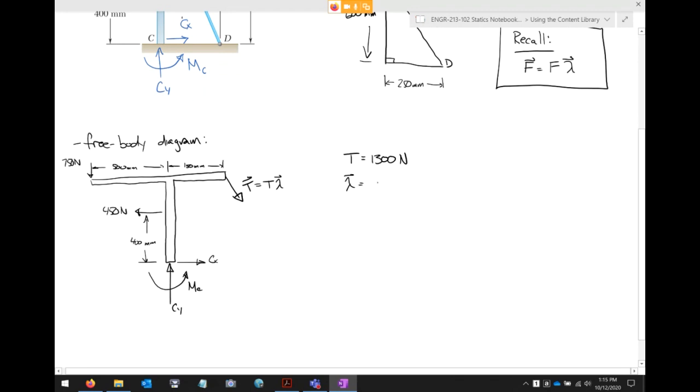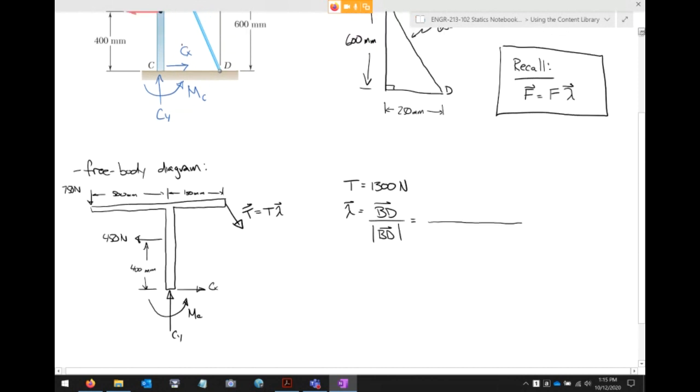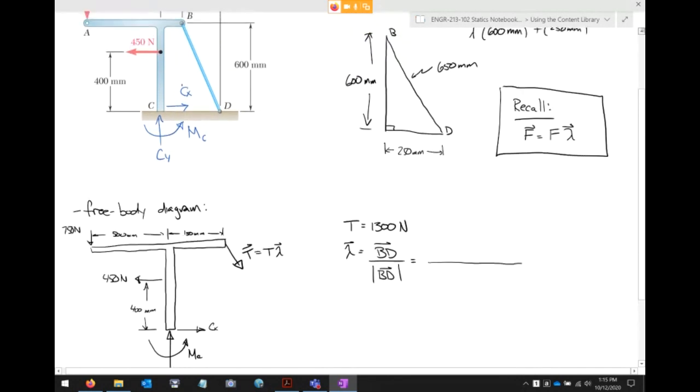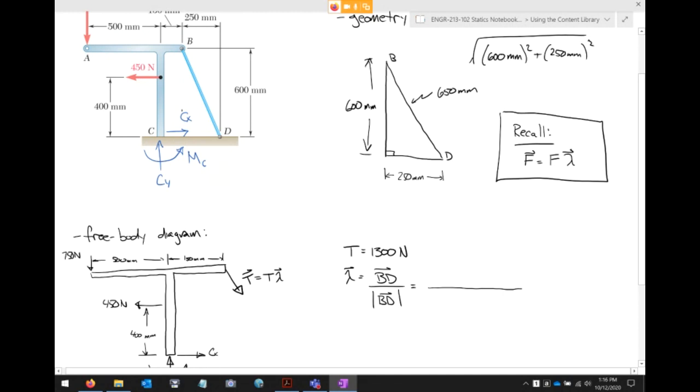Well, the unit vector is going to be BD divided by the magnitude of BD. So let's express this. Somebody help me out. What is the magnitude of BD? Maybe I'll jump up here a little bit. There we go. 650 millimeters. So this is 650. All right, 650 millimeters.